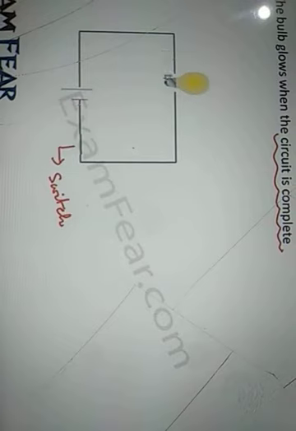That means there is a path for the electrons to flow. Only when the electrons flow will the current be flowing through the circuit. Now if the electrons stop flowing, what will happen? There will be no current, and if there is no current, the bulb will not glow. So it is as simple as that.